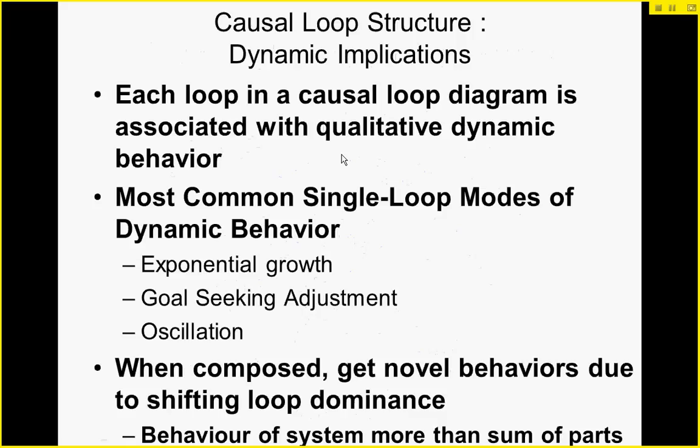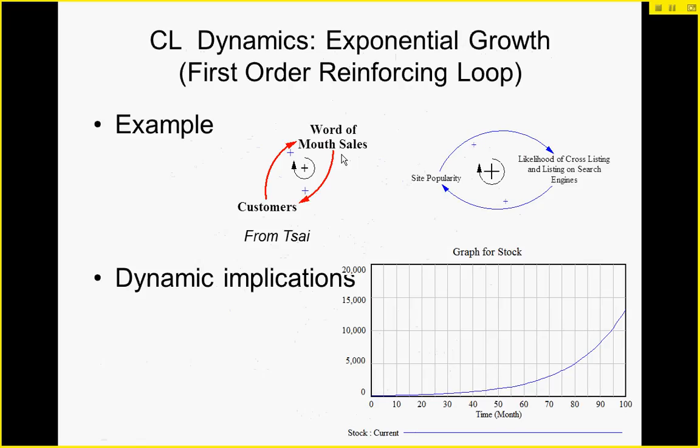Here are some of them within the examples we've seen. So one of them, for example, is this link between customers and word of mouth sales. And when we have a reinforcing loop like this, a loop with a positive sign or something we call a positive feedback, we get divergent behavior. Behavior where a given change leads to a faster and faster acceleration of change along the way. So here the number of customers, for example, can rapidly escalate.